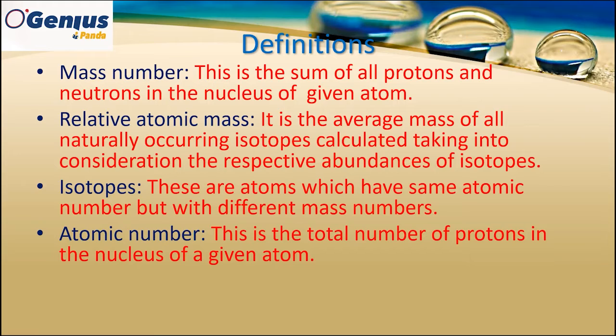And then what is an isotope? Or what are isotopes? Isotopes are atoms which have the same atomic number but different mass numbers. They have the same atomic number, to mean that they have the same number of protons, but they have different mass numbers because they have different numbers of neutrons. There is also the atomic number, which is the total number of protons in the nucleus of a given atom.